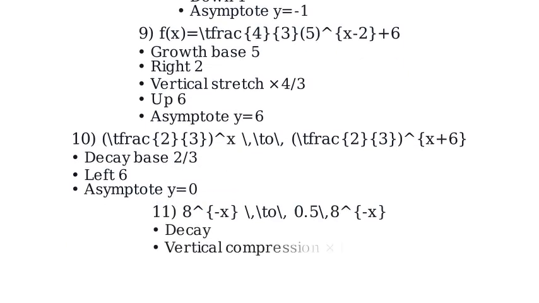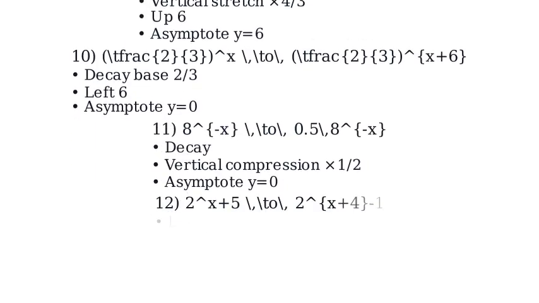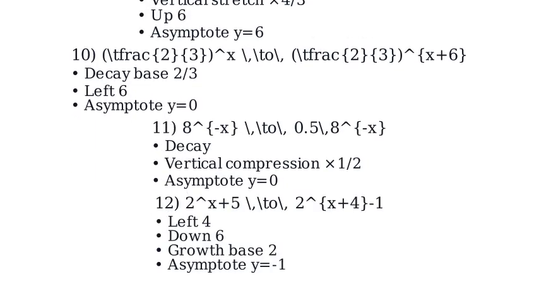11. From 8 to the negative x to 0.5 times 8 to the negative x, compress by 1/2. 12. From 2 to the x plus 5 to 2 to the x plus 4 minus 1, left 4 and down 6. Problem 13. Y equals 4 times 2 to the x.